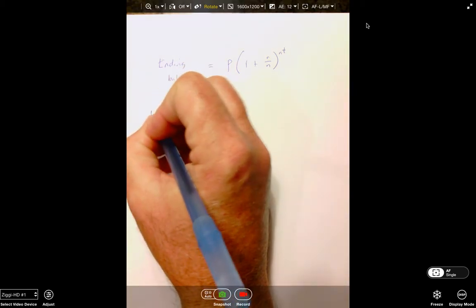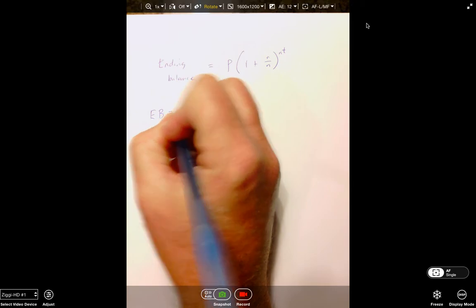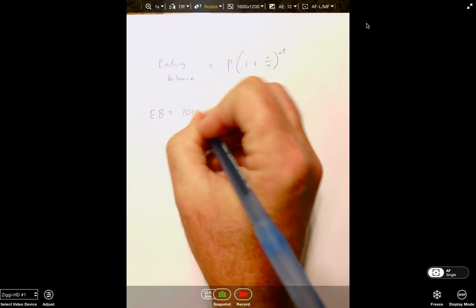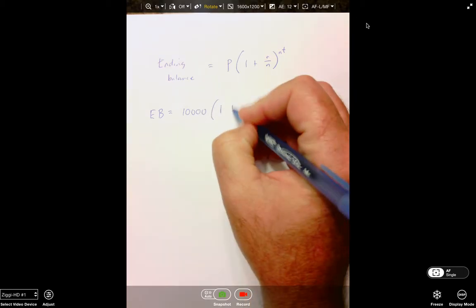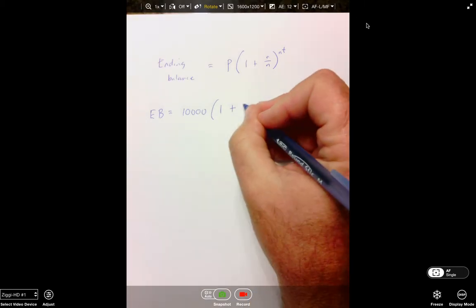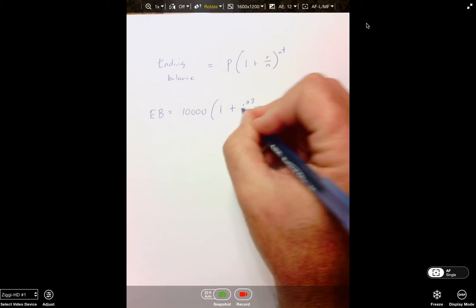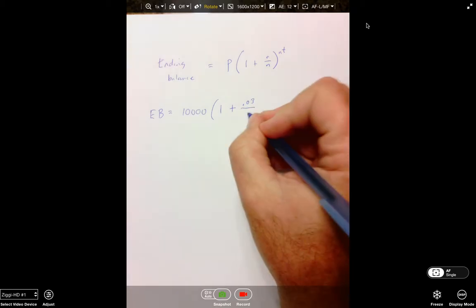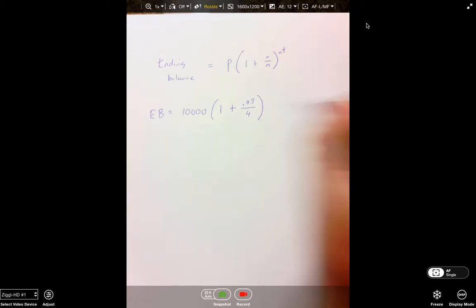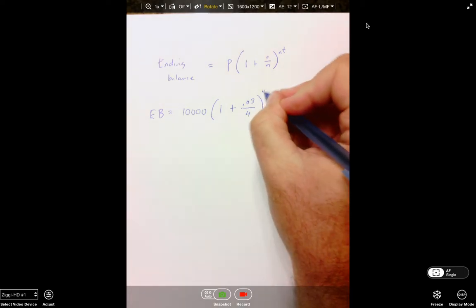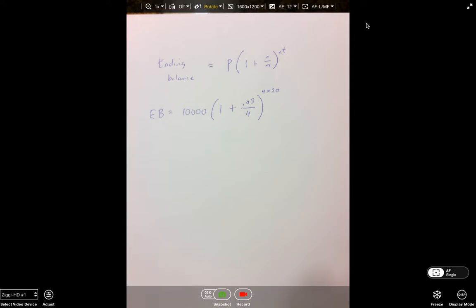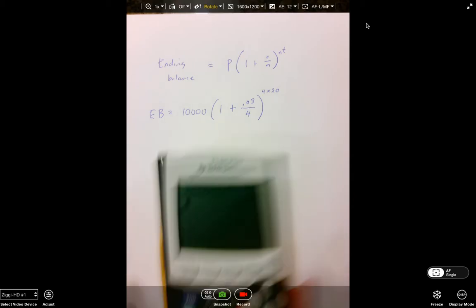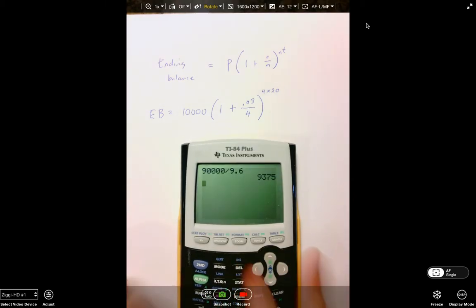So we could say that if we, for example, invest $10,000 at an interest rate of 3%, compounded quarterly for 20 years, then we could very easily find the value of our investment.